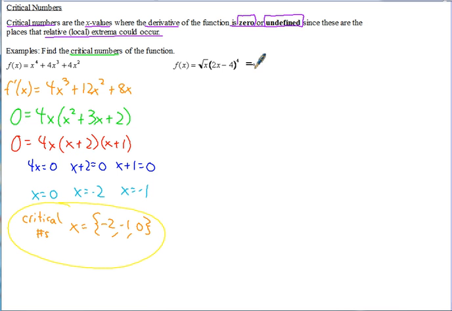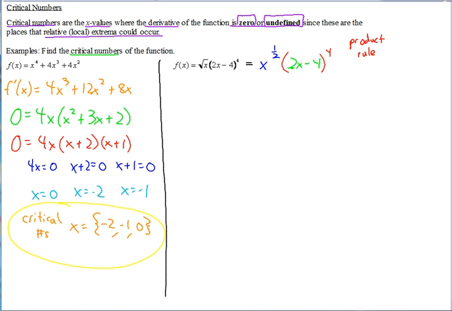On this one, the first thing to do is rewrite it. The square root of x is the same as x to the 1/2. Then we have 2x minus 4, and that whole thing is raised to the 4th power. Since we have x to the 1/2 times 2x minus 4 to the 4th, big picture we're going to be using the product rule. So we take the derivative, f prime of x.